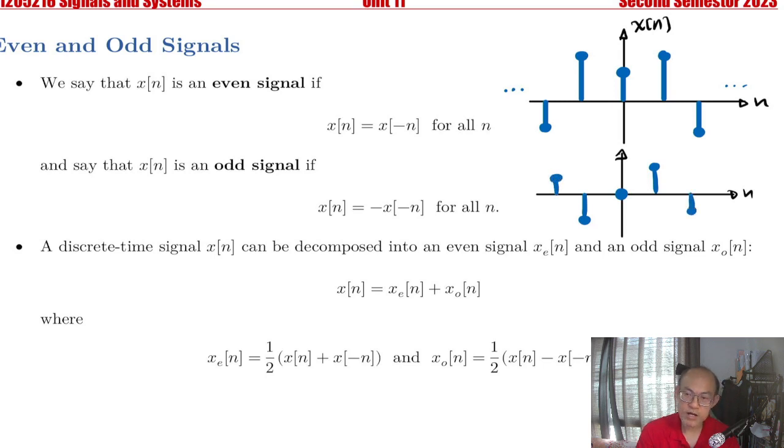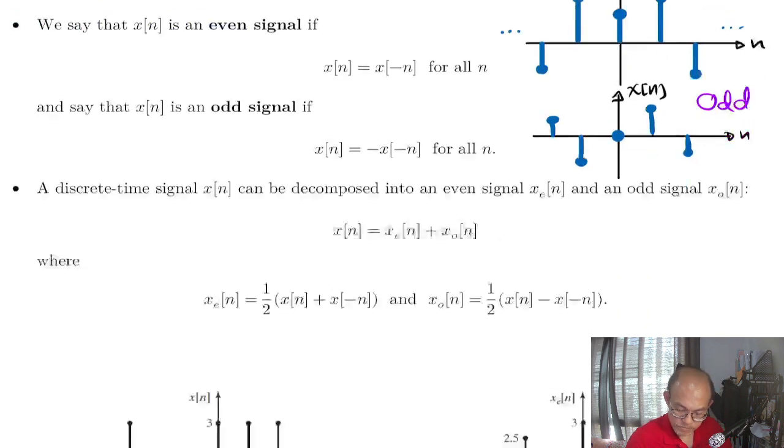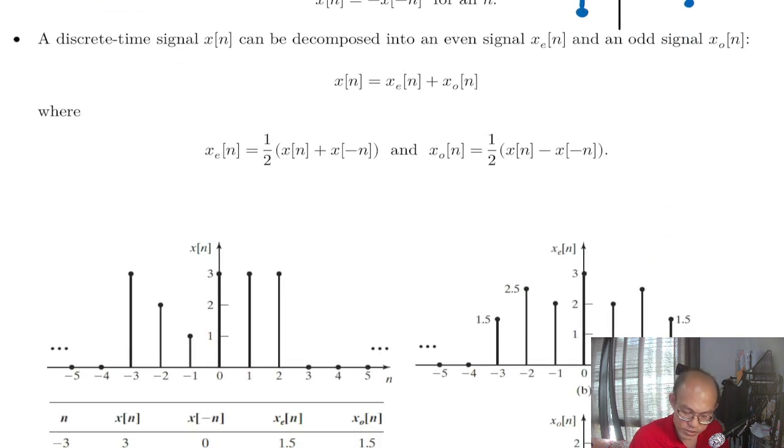You see, this is an example of an odd signal. You have to flip it vertically for them to be mirror images of each other. All right, so this is an odd signal. Now we can do decomposition.